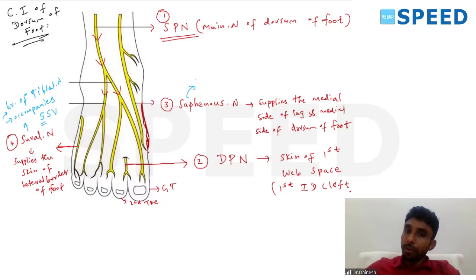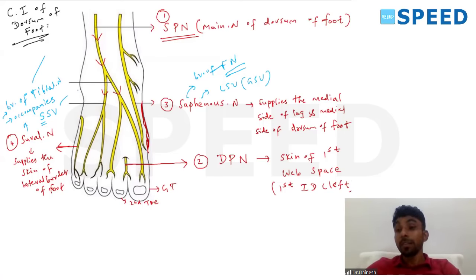The saphenous nerve, you know, is a branch of the femoral nerve, and it closely accompanies the long saphenous vein or great saphenous vein. And the sural nerve is a branch of the tibial nerve. It accompanies the short saphenous vein. So these are the things we have to remember regarding the cutaneous innervation of the dorsum of foot.